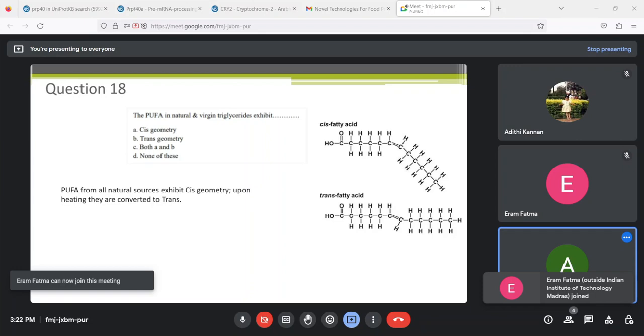That is one of the other reasons why you don't keep reheating your oils, because this will increase the amount of trans fatty acids as well, and this will cause health issues later on. This is one of the reasons why you shouldn't keep on heating your oil. And so naturally present, your triglycerides or your oil will have a cis geometry, whereas upon heating this will be converted into trans geometry. So the answer is option A.